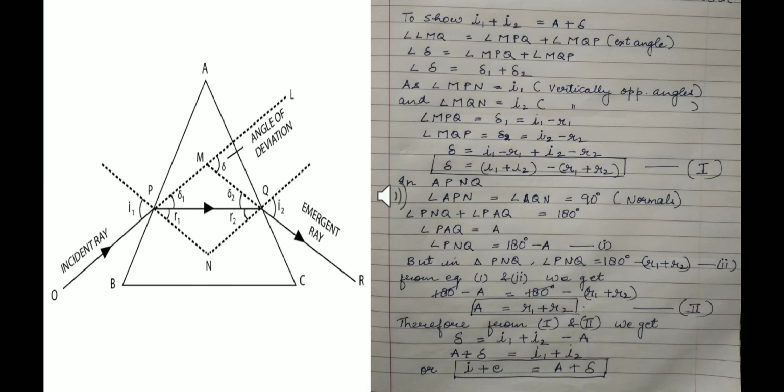So if we place the values over there, it becomes angle delta is equal to delta 1 plus delta 2. Angle of deviation is represented by delta. Delta is a Greek letter. Okay. Now we move further.